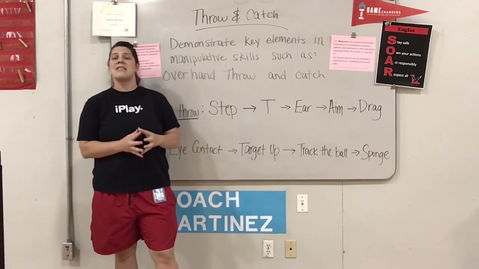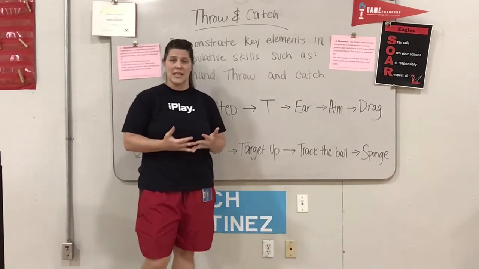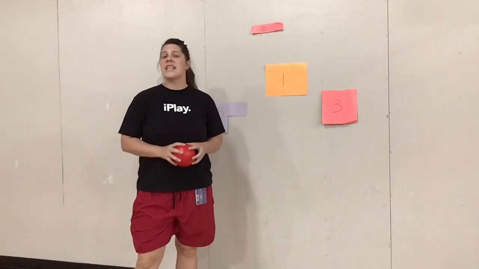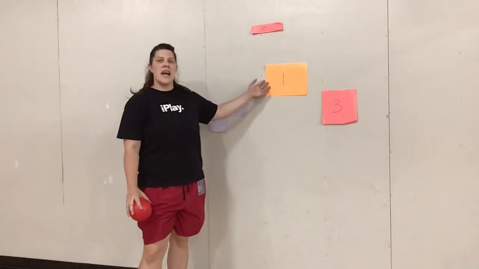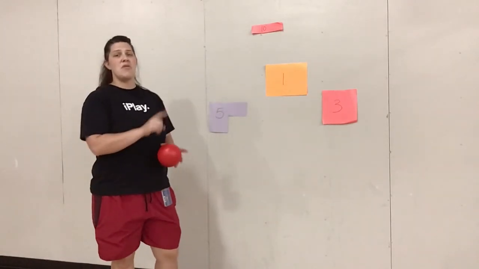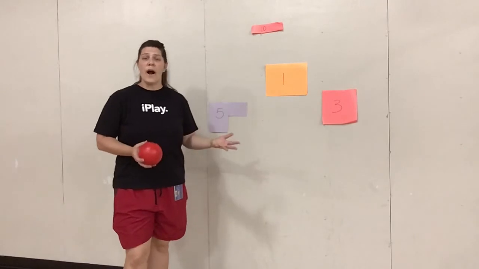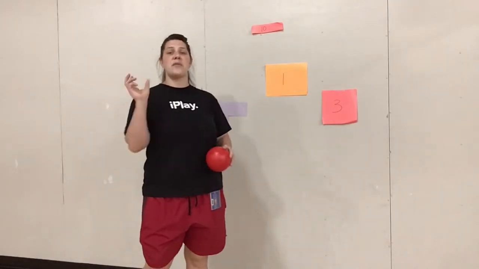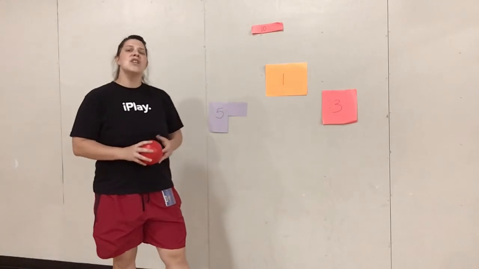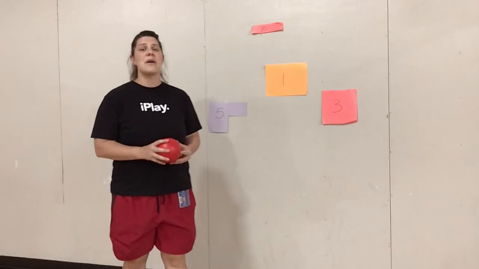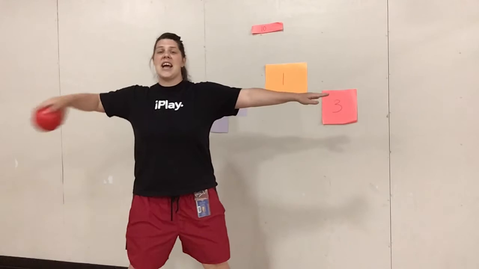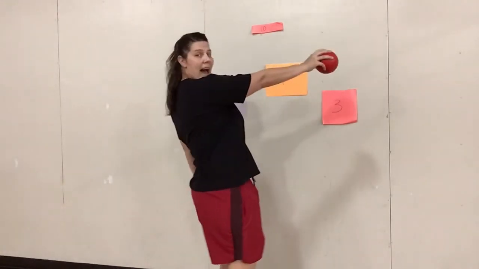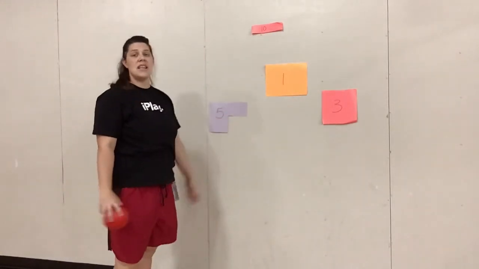And also, we have some ways that you can practice by using some targets. Another way to practice throwing this week is to use targets. You can simply use paper and tape it onto the wall, or if you have tape, you can make numbers with just the tape. Or you can put objects on the ground and throw to those items or targets. So we're really just working on some target practice, and there's a few different ways to do that. When you are throwing, make sure you're still using your key elements by stepping, turn your body to the side, ear, aim, drag, and you can be able to hit the different targets.